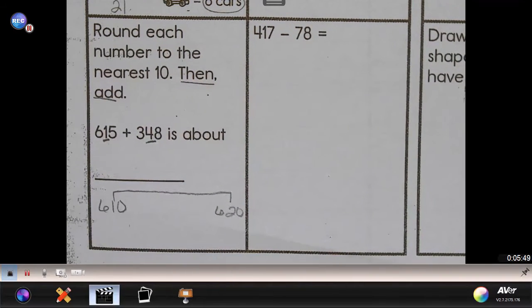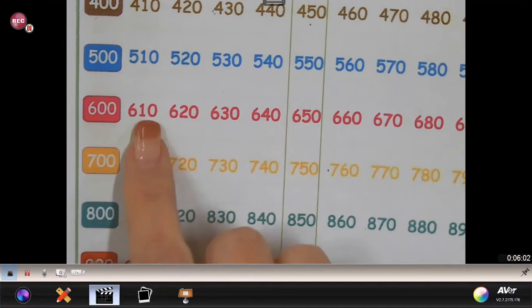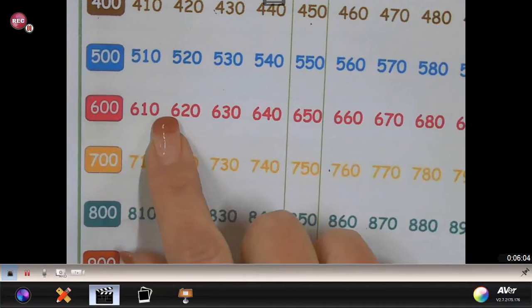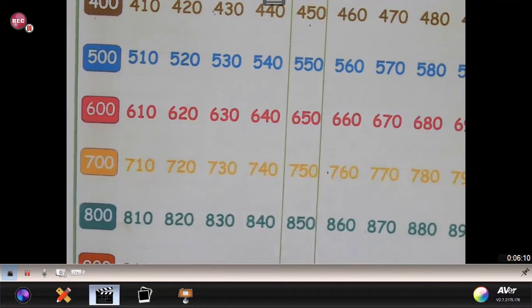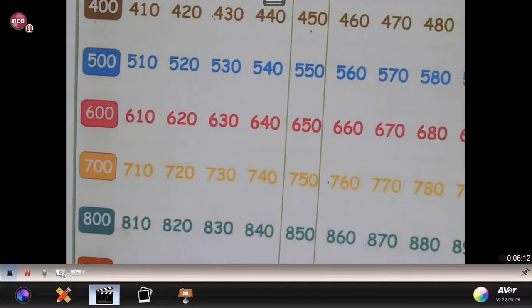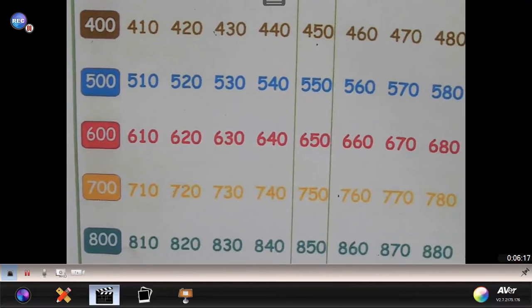Now, remember, if you need to use your multiples of 10 chart, which we used in the beginning part of this year, you can see that if we were to look for 615, it would be in between these two groups of 10. So this is always a tool that you can go back to if you are still having to think about what groups of 10s your numbers are falling between. So you can always go back and take a look at that.